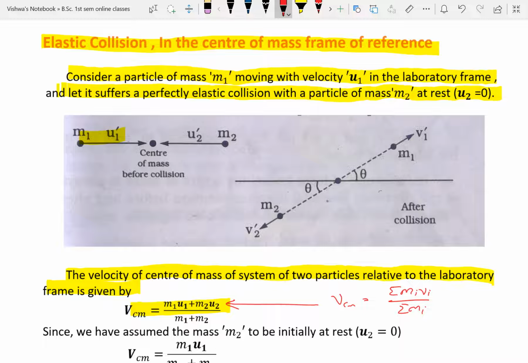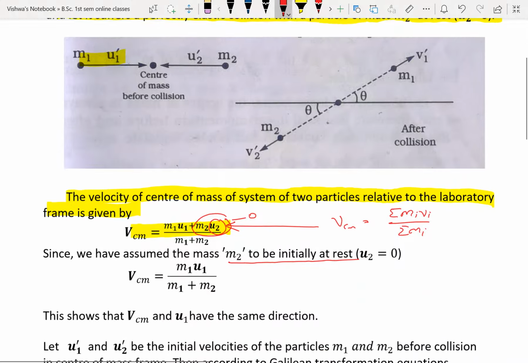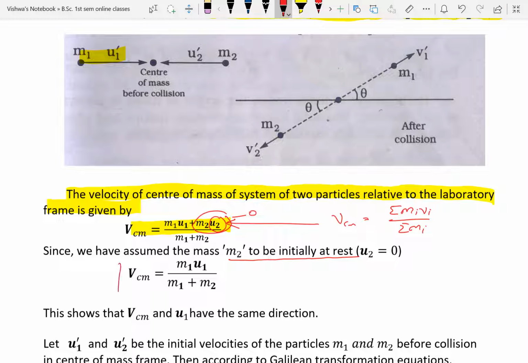Here initially we assume the mass m2 to be at rest, so u2 is 0, and then the m2 u2 term becomes 0. For that, the velocity of center of mass now becomes m1 u1 divided by m1 plus m2. And the center of mass velocity and u1 have the same direction, because both are having the same sign. When both velocities have the same sign, that indicates both are in the same direction.